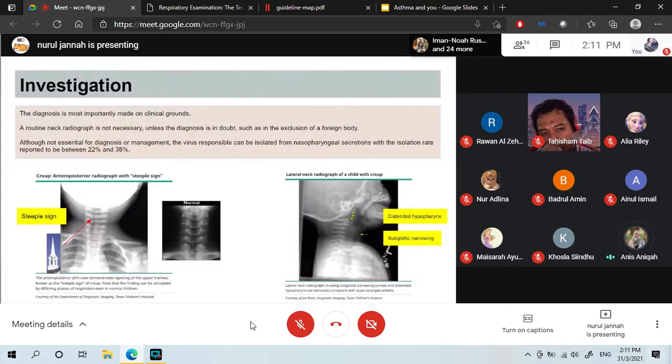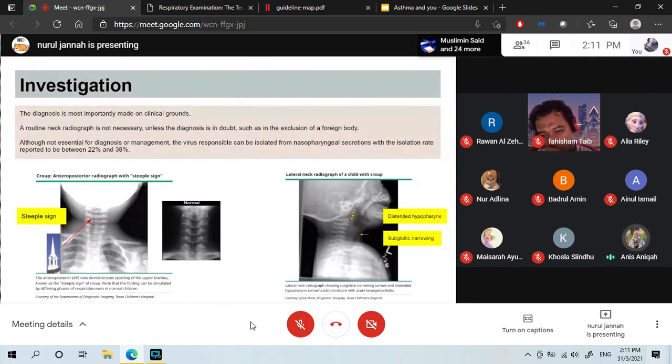And for the investigation, the diagnosis is most importantly made on clinical grounds. A routine neck radiograph is not necessary unless the diagnosis is still unclear and we want to exclude foreign bodies, so we need to do a chest X-ray.